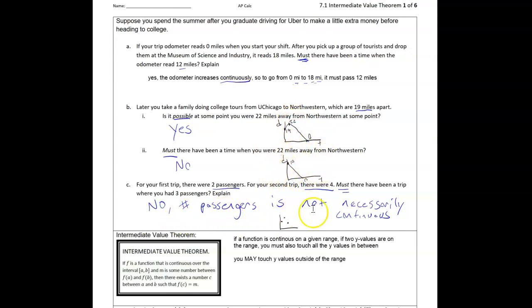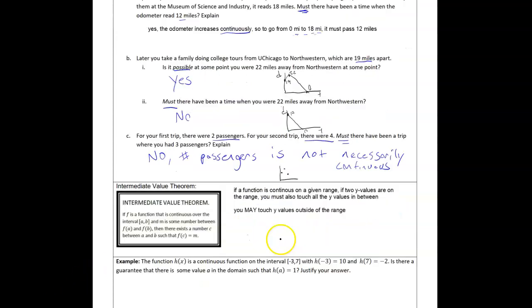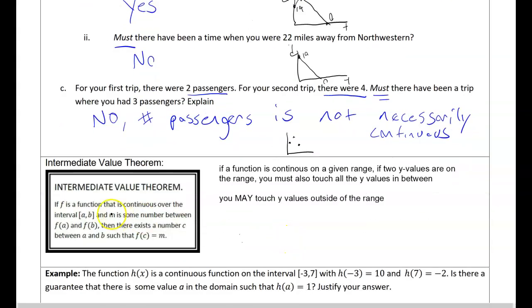And all of this only applies if our function is continuous. Otherwise, we can only guess. So this is not a hard idea. This is common sense, actually. But the notation we use to describe this idea is a little bit tricky.